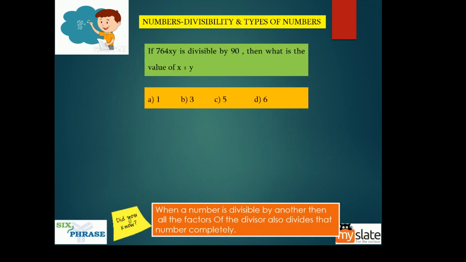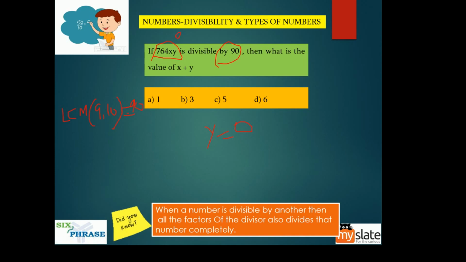Value of x comma y. Guys, again 90 is a composite number. What do you do? LCM of 9 and 10 will give you 90, right? So this number should be divisible by 9 and 10. It is very simple, because if this number should be divisible by 10, y should be 0, right guys?